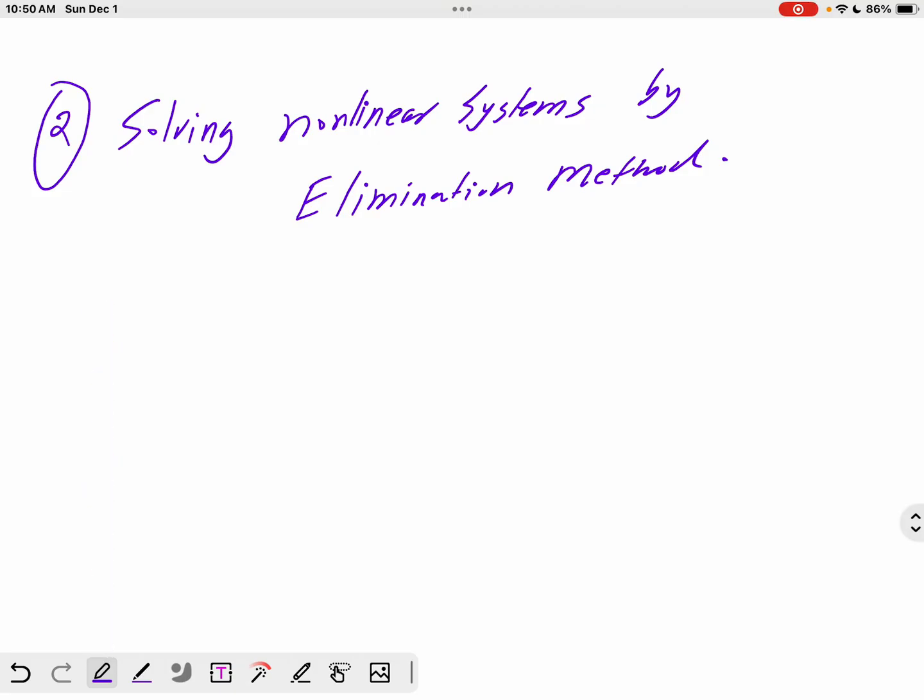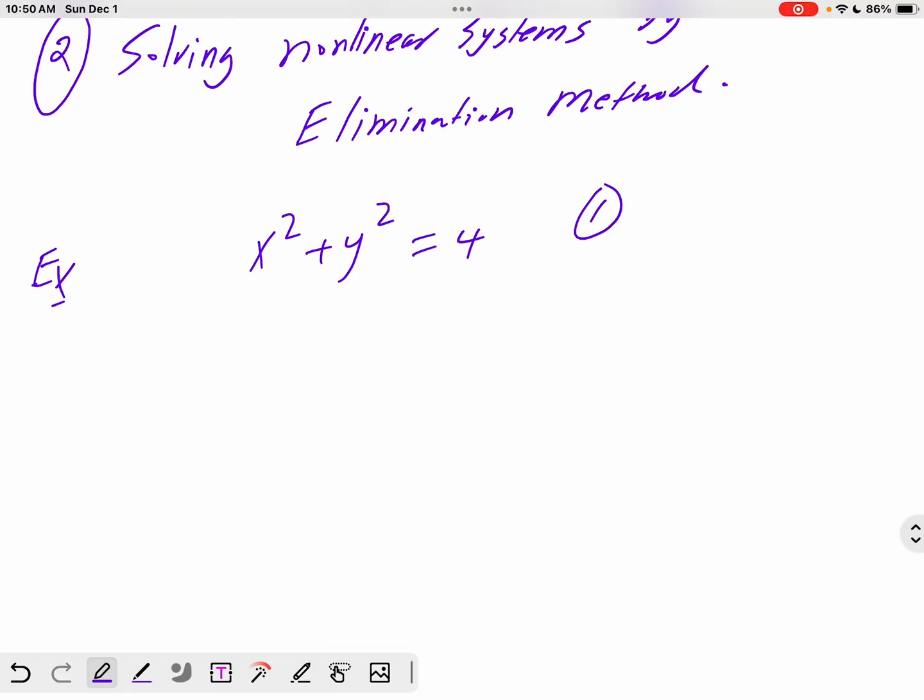Okay, now elimination method mostly looks like a standard form. So x must be lined up under x, y under y, and the constant under constant. So here is a quick example. So here is x squared plus y squared equals 4. And then when you use elimination, write them right above each other. Second is 2x squared minus y squared equals 8.